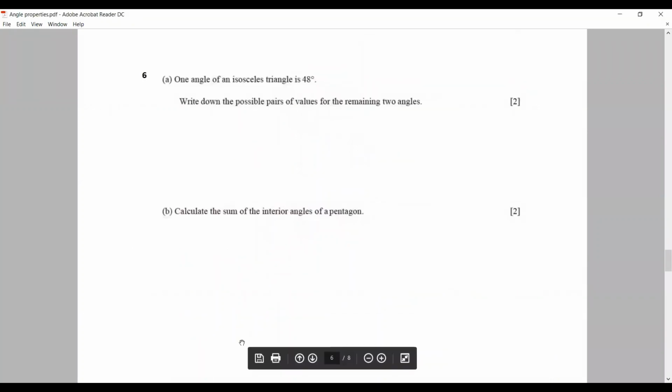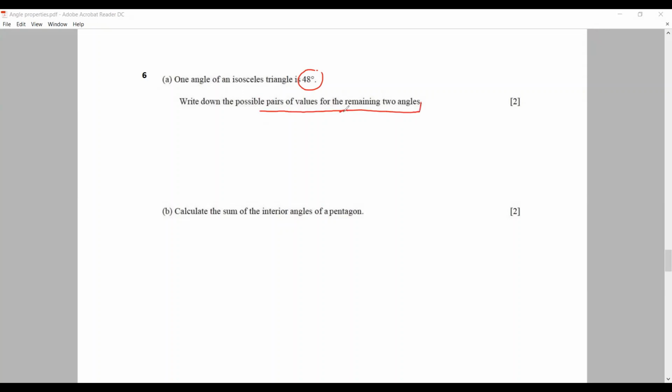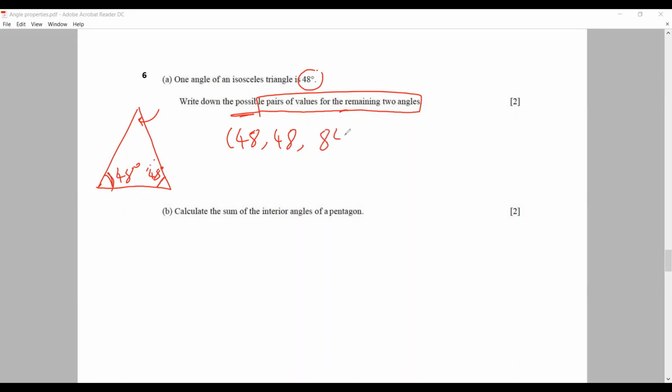One angle of an isosceles triangle is 48. Write down the possible pairs of values for the remaining two angles. So why do they say possible? Because for the 48 that they gave us, we don't know if it's one of those identical angles or if that's the third one right here. If it's one of those identicals, meaning the triangle would be 48, 48, the third one is 180 minus those, so 84.